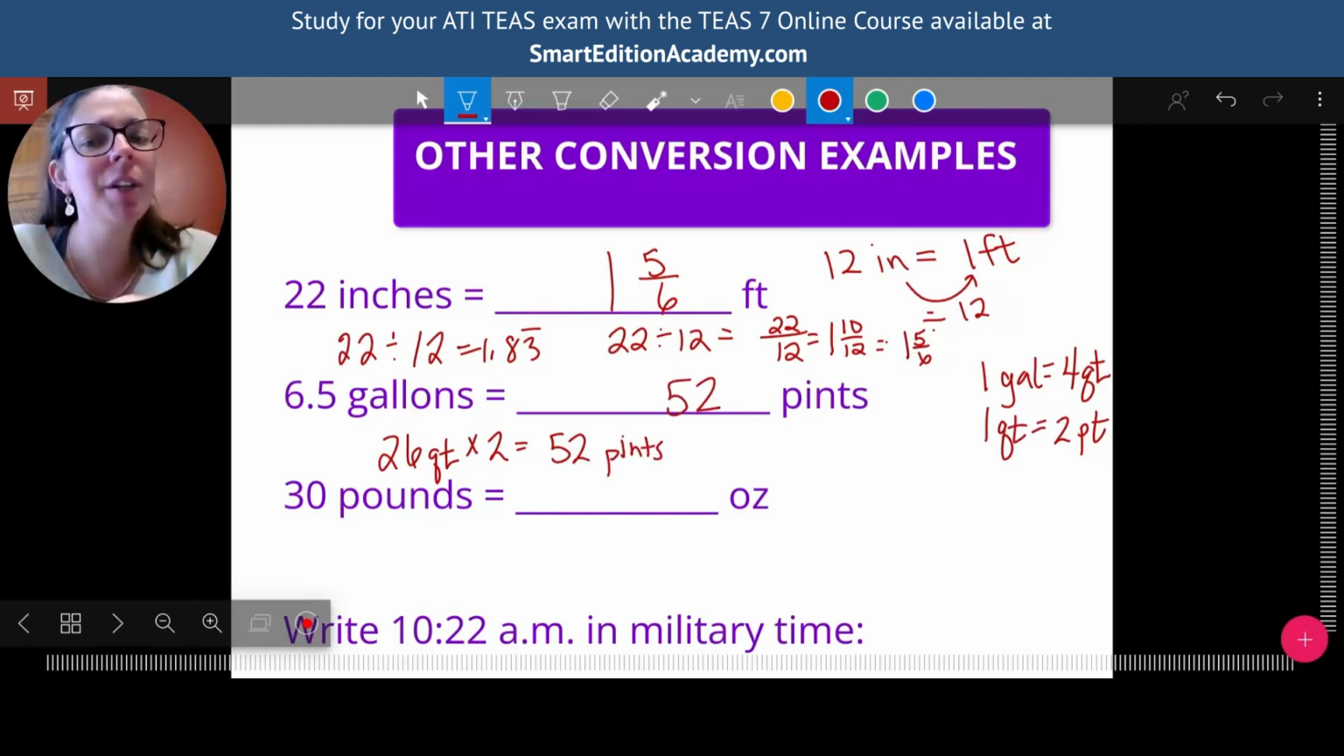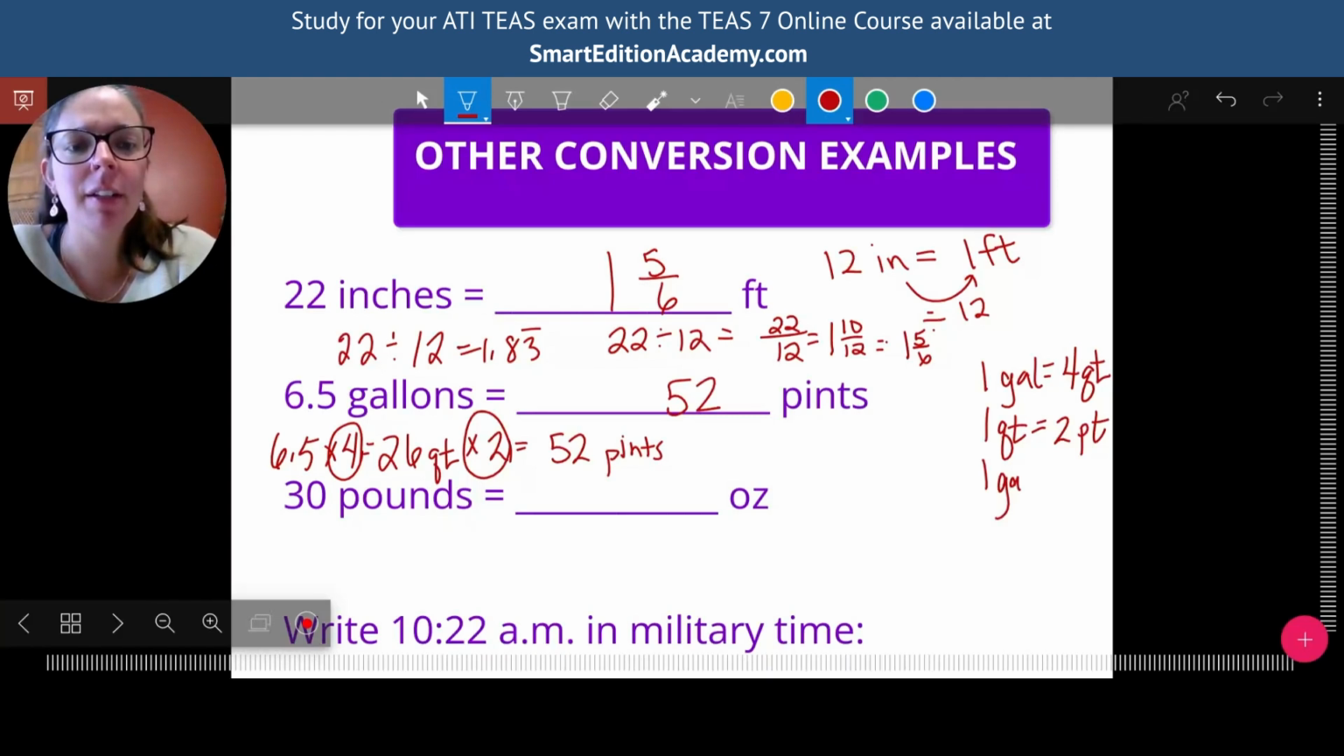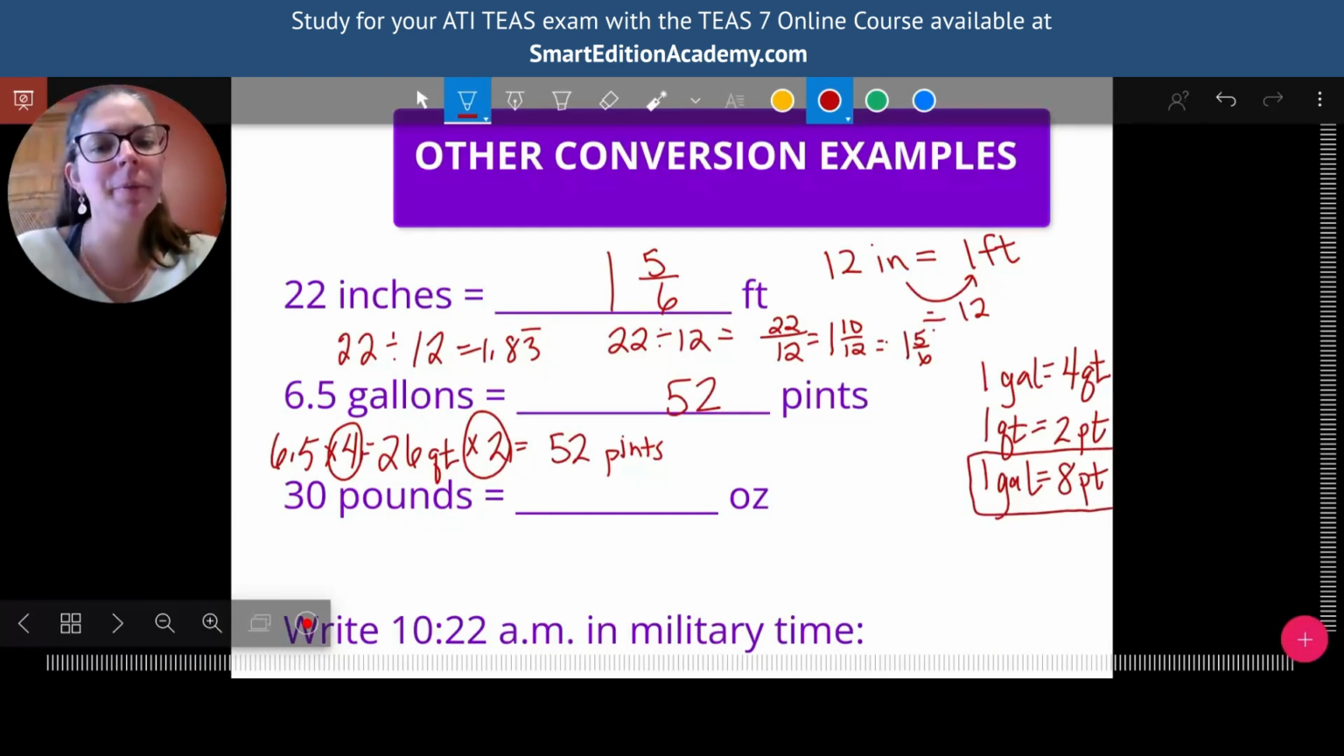Is there a quicker way to do this? Well, if you think about this, and actually let me just write this down, we had to do 6.5 times 4. So we multiplied by 4, and then we multiplied by 2. You could also just multiply by 8. So if you want to add this in as well, 1 gallon is equal to 8 pints. That's a conversion that we could figure out based off of the 2 that we already know. But if that's just something else you want to memorize, then go ahead and add that in there. So we could have just multiplied by 8 to begin with.